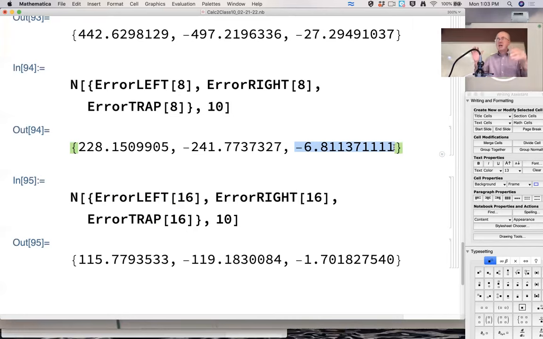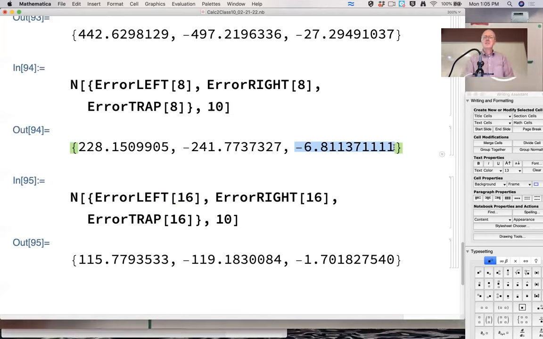We have the makings of a conjecture here. If we double n, the approximate errors for the left and right hand rules get cut in half. Twice as close to 0, though one's positive, one's negative. And the approximate errors for the trapezoid rule get cut by 1/4. 2 squared is 4. I wonder if that is a relationship that might hold in general.